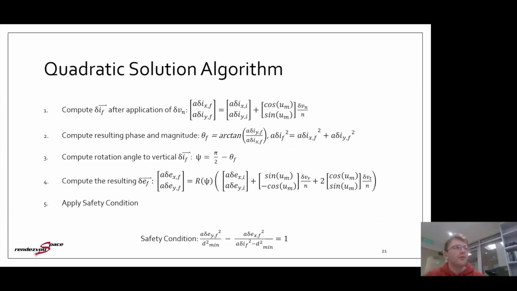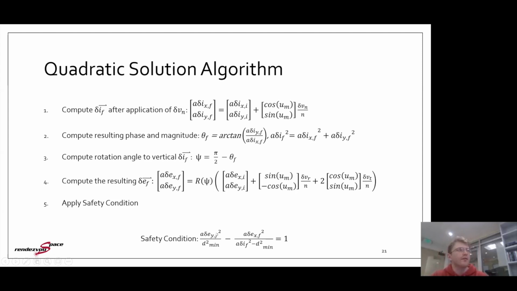So we will compute based on a reconfiguration of our inclination vector, which is affected only by the linear formulation, only by the delta Vn, the cross-track direction velocity. We will compute a phase and an amplitude of the inclination vector after that effect, and we will compute the rotation to bring it into the rotated vertical frame. In the rotated vertical frame, we can express how the eccentricity vector is affected by the impulsive velocity, the delta Vr and the delta Vt. And then we can finally use that expression in our safety hyperbola conditions.